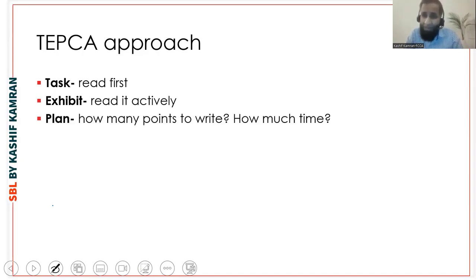P, plan. How many points to write? How much time do I have? So you plan accordingly. If it is a 10 marks technical requirement, you need to write 5 points. If it is a 12 marks requirement, ideally you need to write 6 points, because each well-developed point in SBL is worth 2 marks. A point which is not well-developed is not worth 2 marks. How much time do you have? You've already calculated that. You have 17 minutes to read and plan, and 53 minutes to write.